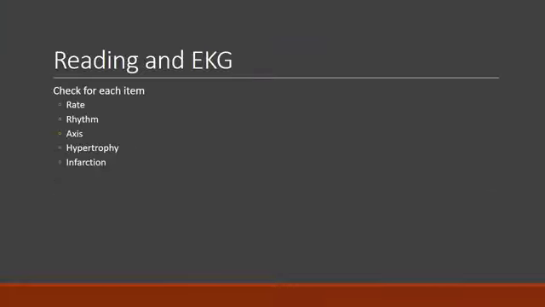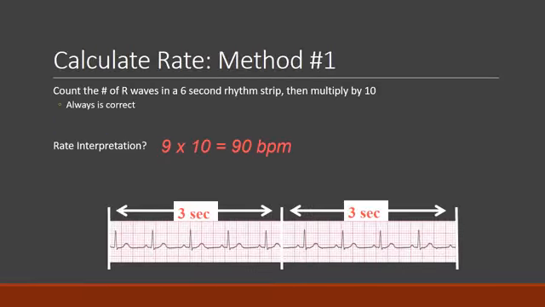Now, in terms of reading the EKG, when we read an EKG, what we want to look for at each time is we want to get a sense for what the rate is, the rhythm is, what axis we are looking at, and whether we see any signs of hypertrophy or any sort of abnormalities like an infarction. We'll go through each of these. All right, so the first thing we need to look at is the rate.